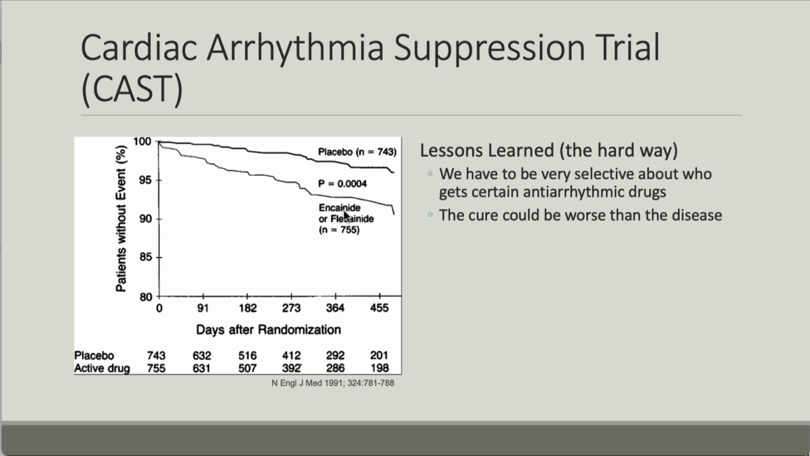The encainide, by the way, this should tell you what happened in the trial. Encainide is no longer on the market. It died as a result of this trial. So this is a Kaplan-Meier survival curve, and it shows the patients without an event of sudden death. And the placebo did way better than the people who were randomized to encainide or flecainide. So this taught us that we have to be very, very careful about who we put on antiarrhythmic drugs. And this gave everybody pause about which antiarrhythmic drugs we should use and under what conditions. And that's where we're going to pick it up when we talk about antiarrhythmic drugs this week.